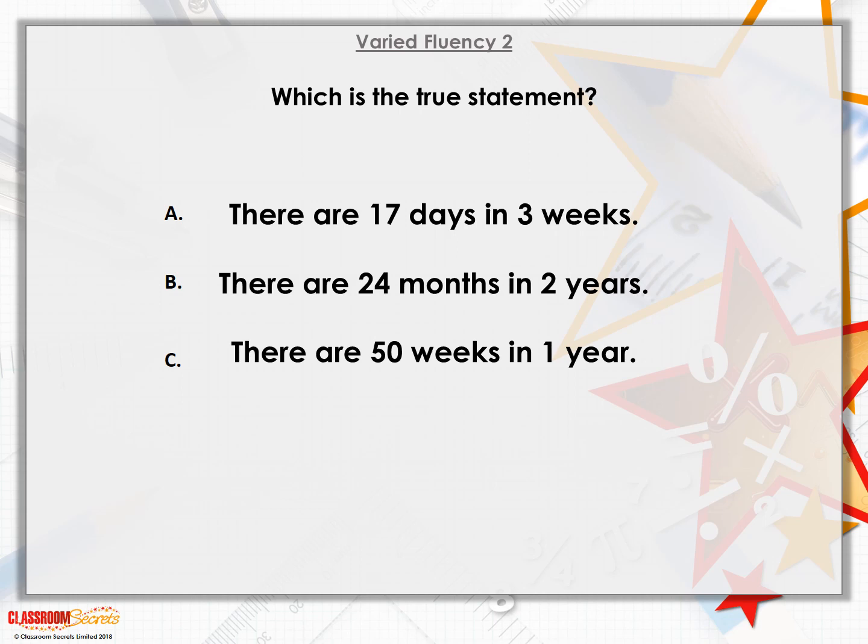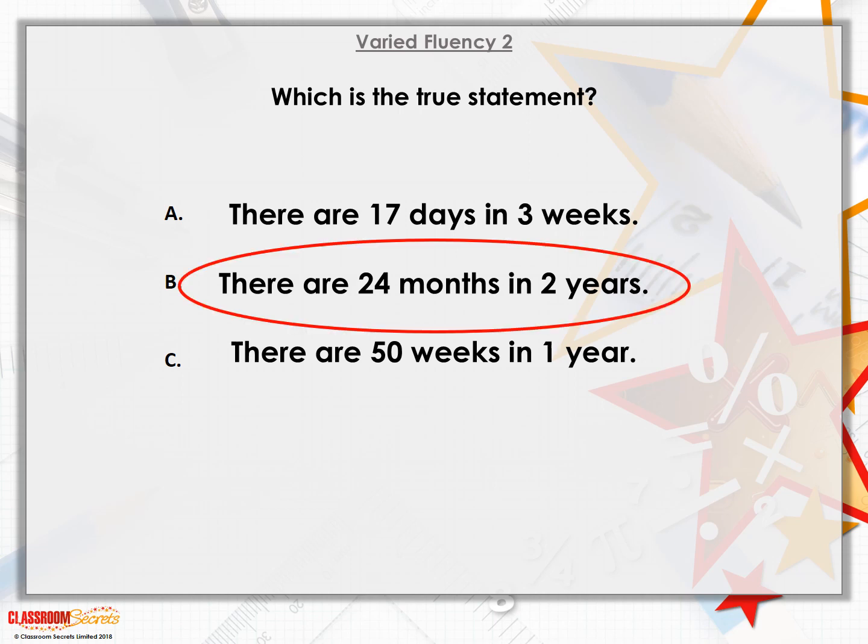Next set of questions, which is the true statement? So you're going to have to take some little time to work this out. There are 17 days in 3 weeks. So you can see if that's true or not by thinking how many days would be in 1 week and then times it by 3. There are 24 months in 2 years. Little tip, how many months are in 1 year? That should help you work it out. There are 50 weeks in 1 year. So you're going to go through A, B and C and you can either tick or cross to say whether those statements are right. Pause the video now.